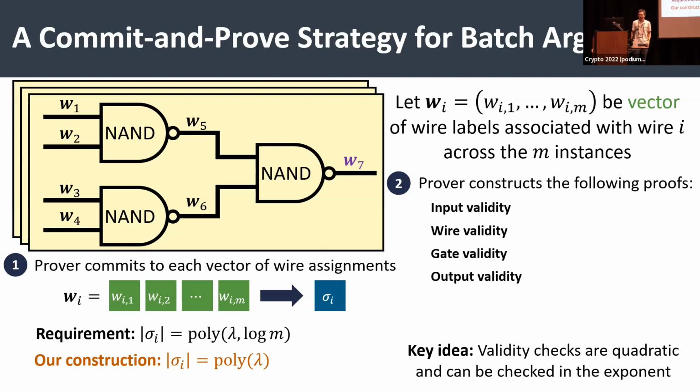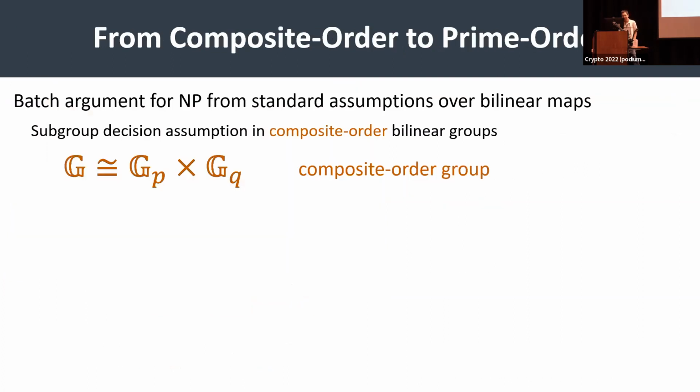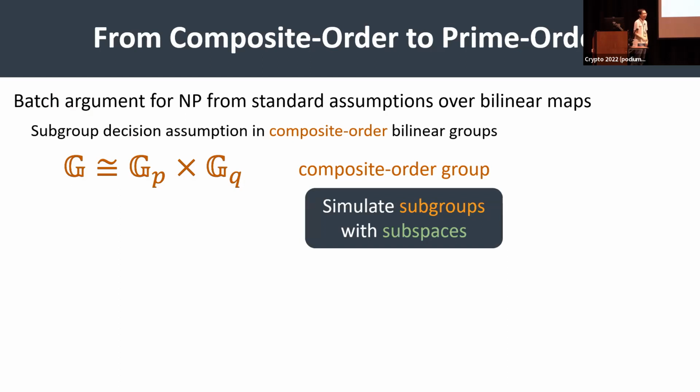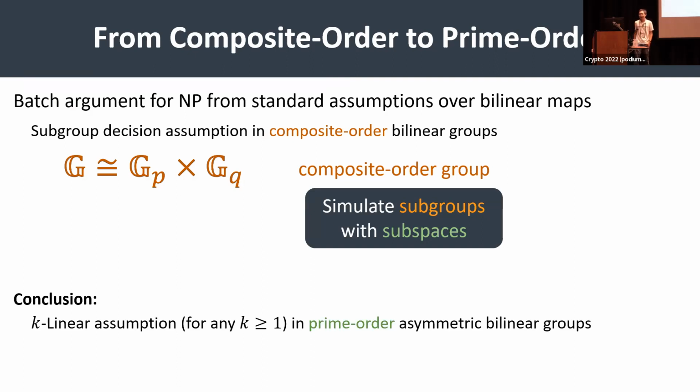Now let me just tell you about a few extensions to the basic construction. So far, everything I've described is in the setting of composite order groups. Suppose you want to work in prime order groups. This is actually fairly standard to do. The way that we will do it is we will simulate these subgroups with subspaces in a vector space. And this projecting property we will implement using an outer product of vectors. Using this, we are able to construct an analog of this construction using prime order asymmetric groups, and we can base hardness on the standard k-linear assumption for any k that's at least 1.